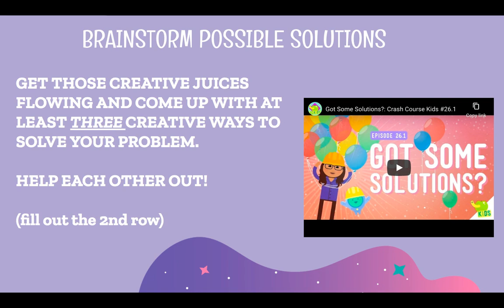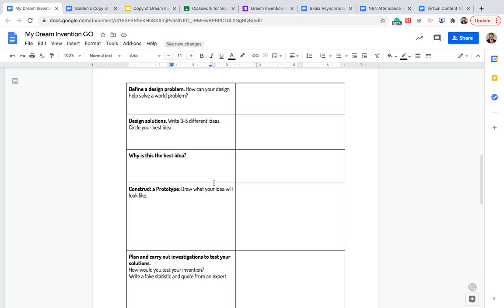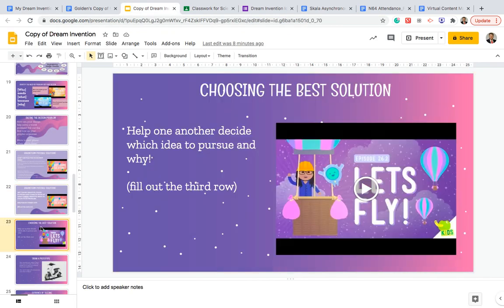Some of us already have what we believe is the best possible solution with our dream invention, but I want you to think about a couple other ways that you could solve that problem. Then you're going to go ahead and fill that out in the second row of your graphic organizer. 3 to 5 ideas. Circle your best one. Your best one might be the one that you actually made your prototype on and the one that you are going to do. Next box is, why is that your best solution?